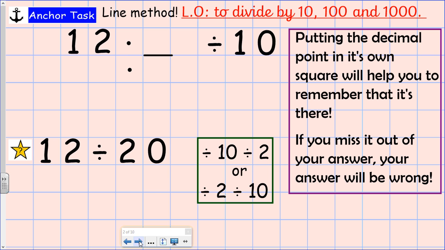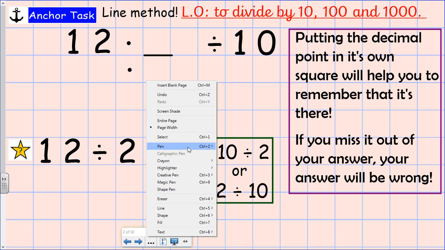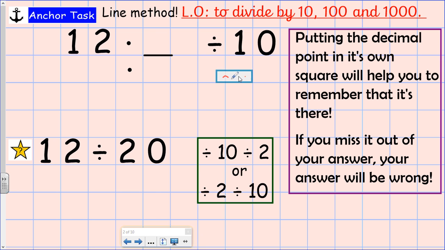Okay, so these are our two questions. Hopefully you managed to work out for the first one that you needed to get your 12 meters and divide it by 10. So we're going back to the line method. I've put my 12 down already with the decimal point next to it. Normally when you write 12, you don't put the decimal point. But if we're dividing by 10, I know this is getting smaller. Everything's moving one place to the right. I'm going to need to put the decimal point in.